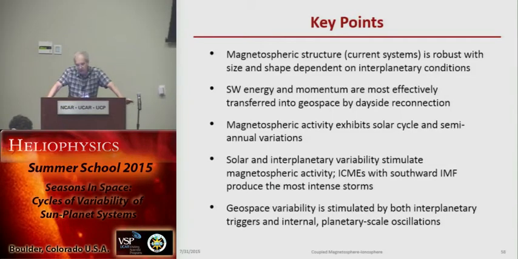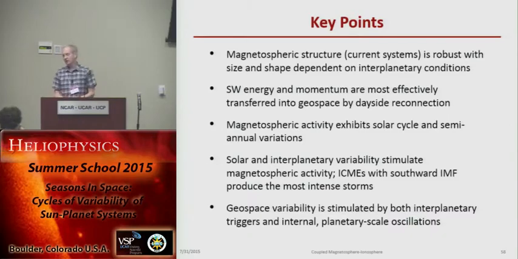So magnetospheric activity, as John Foster will tell you a lot more tomorrow, I believe, exhibits a lot of variability that seems to be very closely connected with the solar cycle and semi-annual variations. Solar and interplanetary variability stimulate magnetospheric activity. Almost everything that you see in the magnetosphere is weather. It's not season. The season, or the climate, is back at the sun, and the magnetosphere is responding to what the sun does. So it's more like weather happening today.